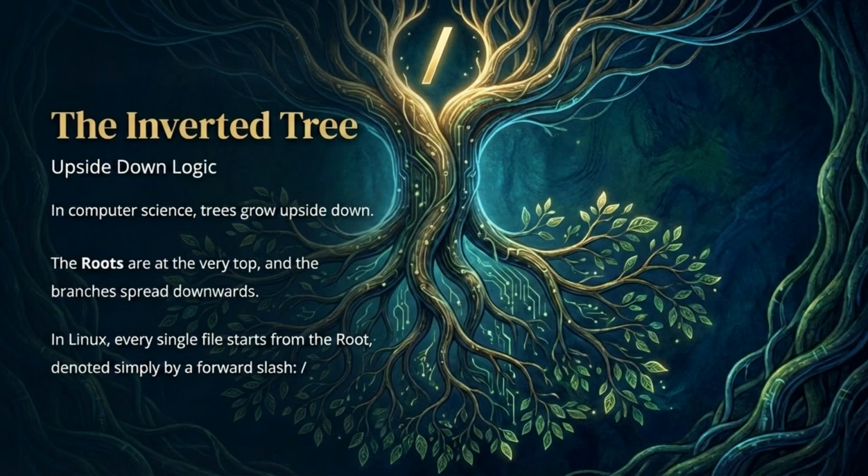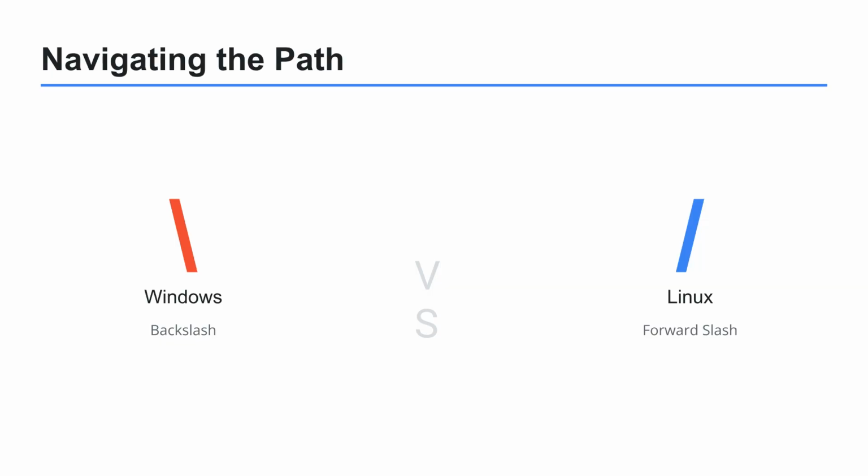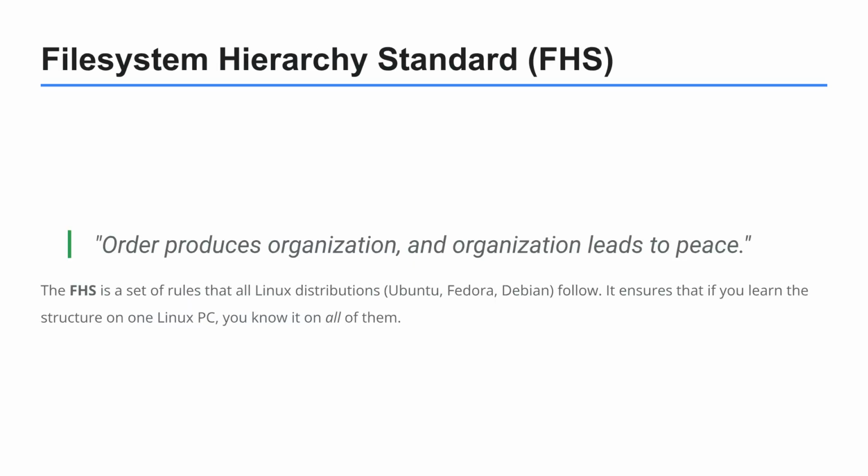The Linux file system is visualized as an inverted tree. The roots are at the very top, denoted by a /, and the branches spread downwards. Every file starts from this root. When navigating the path in Linux, we use the /, unlike Windows, which uses the \. This is a small but important difference. The Filesystem Hierarchy Standard, or FHS, is a set of rules followed by all Linux distributions. Learning this structure on one Linux PC means you know how to navigate all of them.